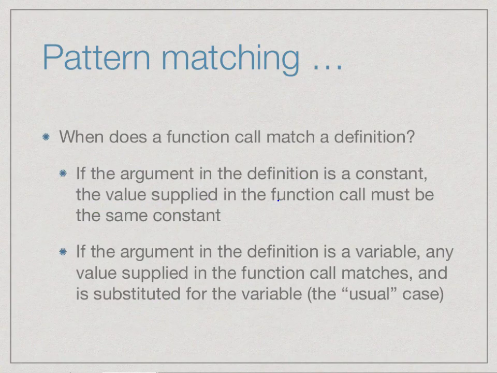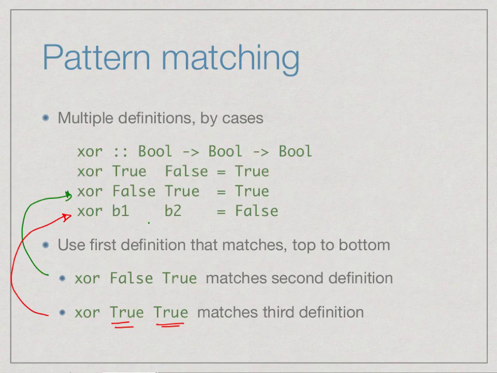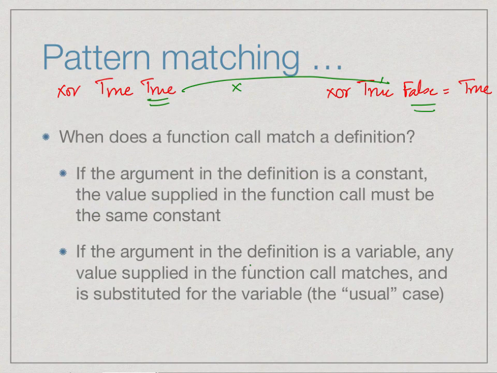Right? So if the argument in the definition is a constant, so supposing I write XOR true, false equals true, and now if I say XOR true, true, then this doesn't match because this is a constant and this doesn't match. So if I have a definition which uses a constant, then the function call matches that definition only if the same constant appears in the function call. On the other hand, as we saw before, if we have B1 or B2, a variable, then any value matches that call, and then you substitute as usual.